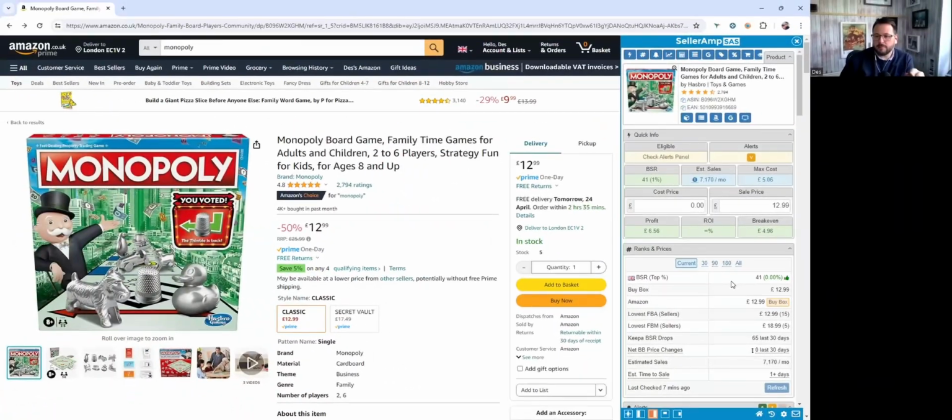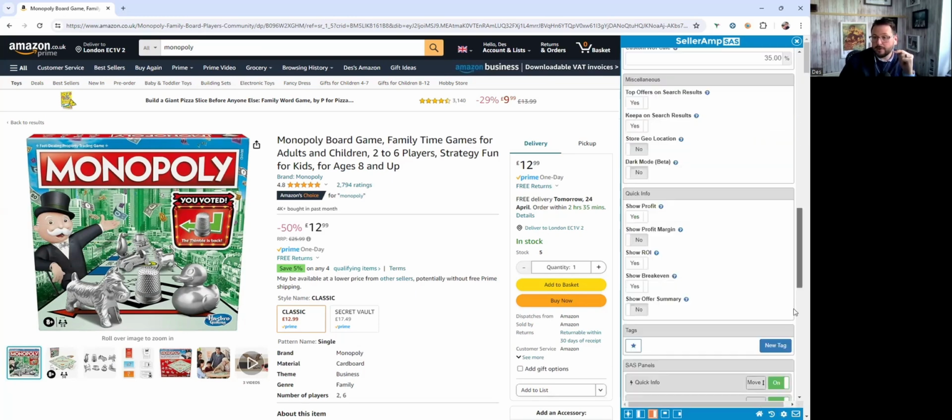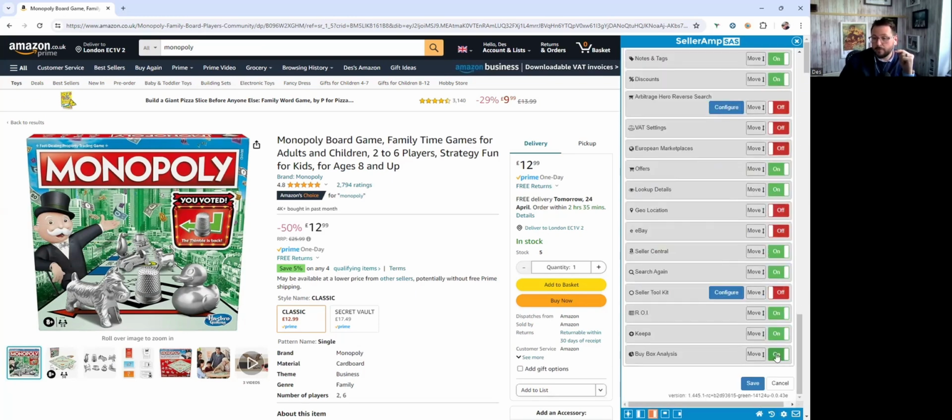Okay, for the purposes of this demonstration, we're going to use our old pal Monopoly. Tried and tested, everyone knows Monopoly through the ages. Have a look at this. Look, it sells 7,000 times a month. First thing you want to do before you do anything is go into your settings down here, scroll all the way to the bottom, switch on your buy box analysis.